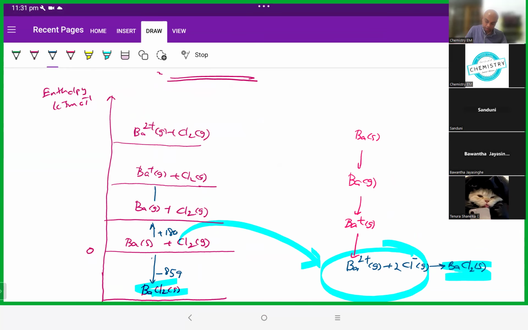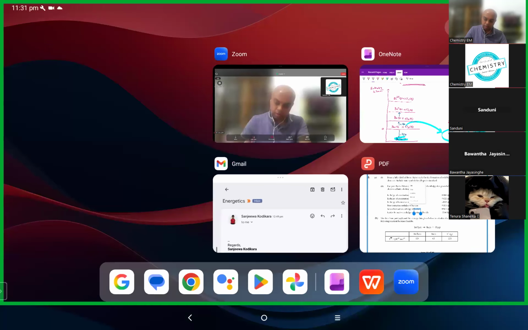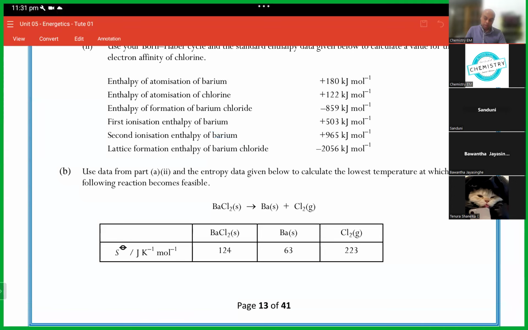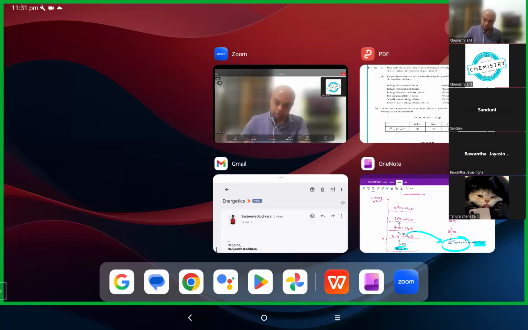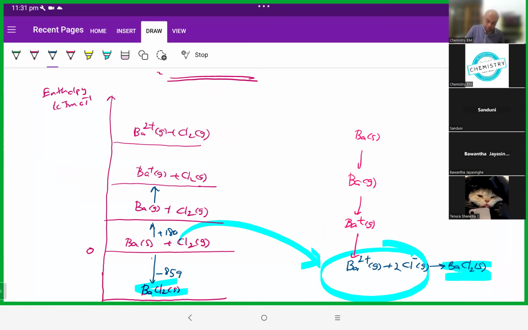Plus 180. This is the first ionization enthalpy, right? First ionization enthalpy is 503. Second ionization enthalpy is 965. This is 503. This is 965.